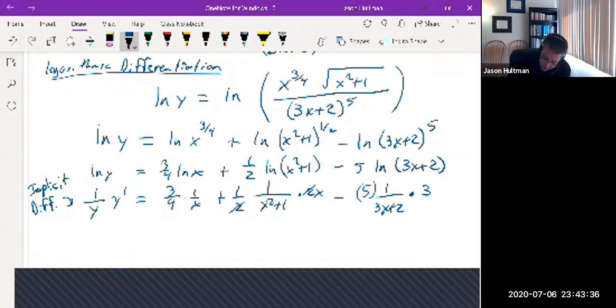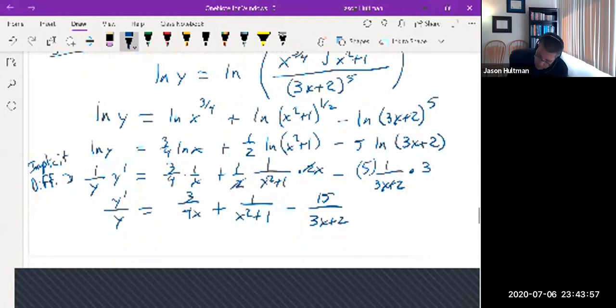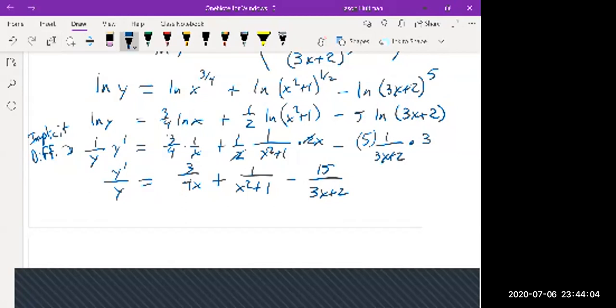So let's clean this up. This is y prime over y is equal to 3 over 4x plus 1 over x squared plus 1 minus 15 over 3x plus 2. Okay. So now you're thinking, well, how did that help us? We have a y prime and a y now. Yeah, but we know what y is.